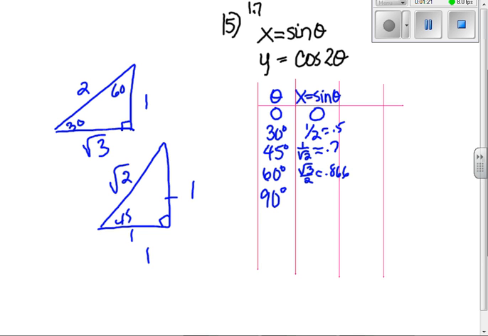What about 90 degrees? What's the sine of 90? Oh, that's 1. Okay, what's the cosine? The y-coordinate is the cosine of twice the angle. Well, twice 0 is still 0. What's the cosine of 0? Can't be 0. 1. Now, the cosine of twice 30 degrees is the cosine of 60 then. So the cosine of 60 is 1/2.